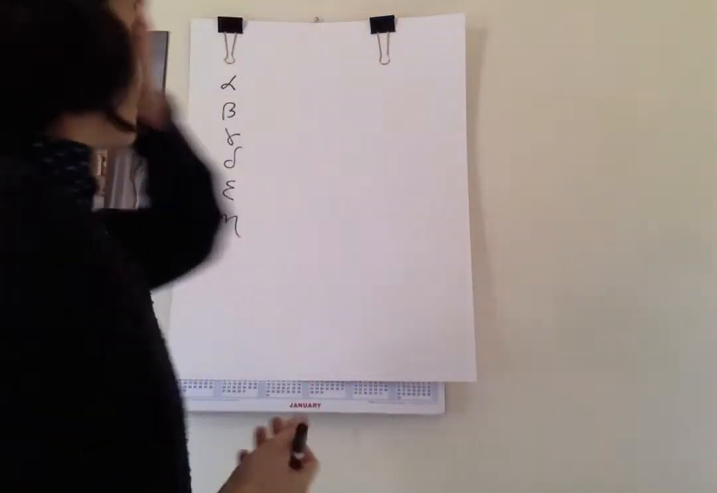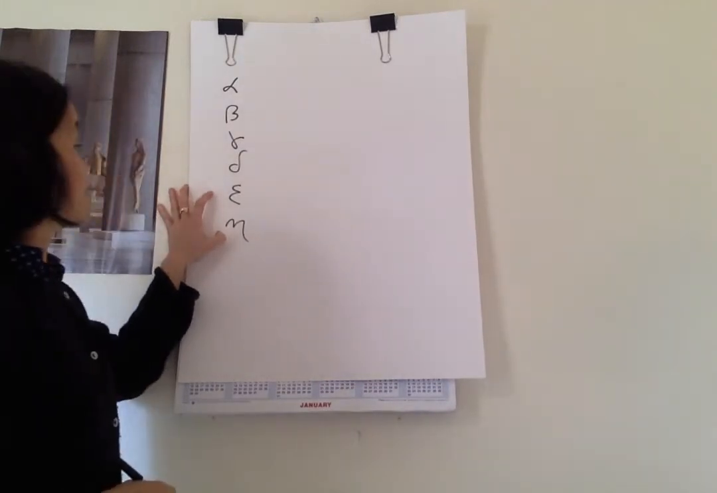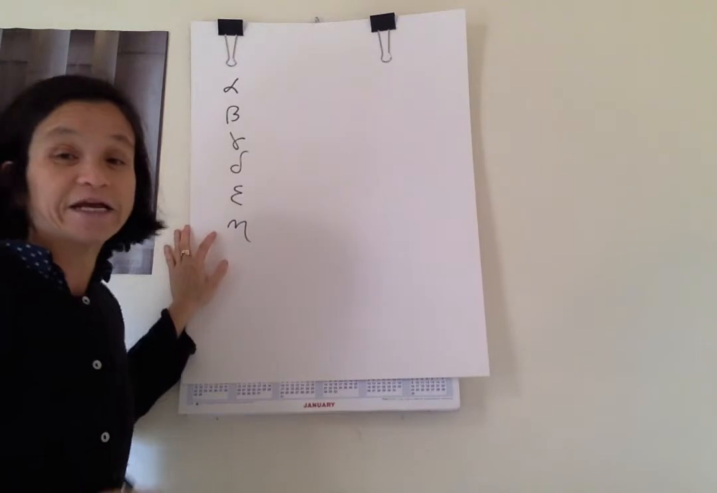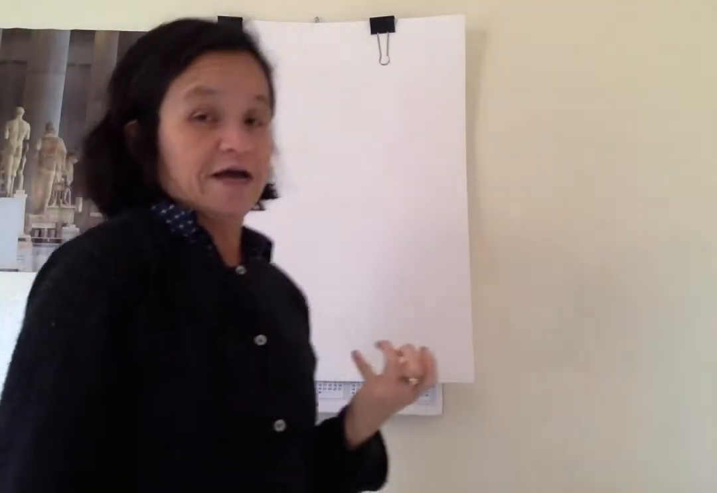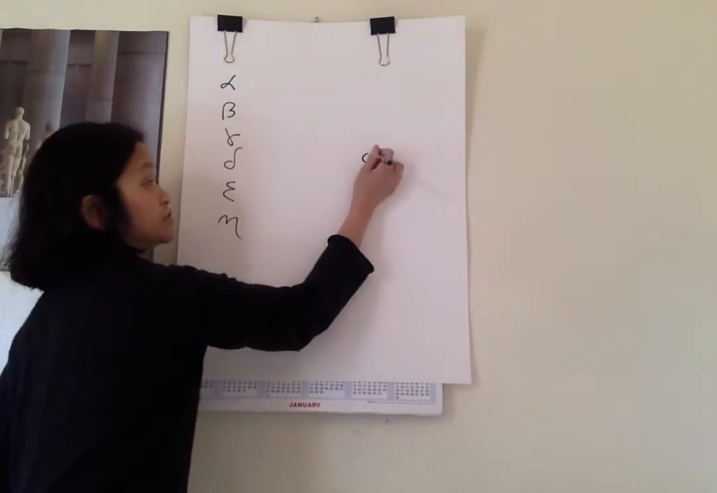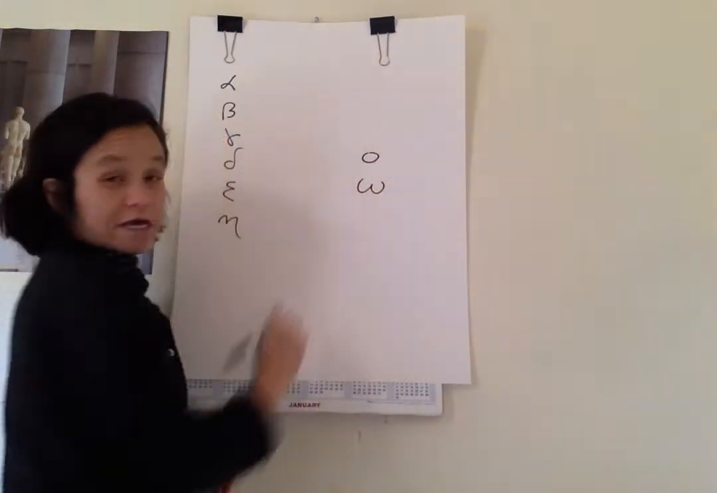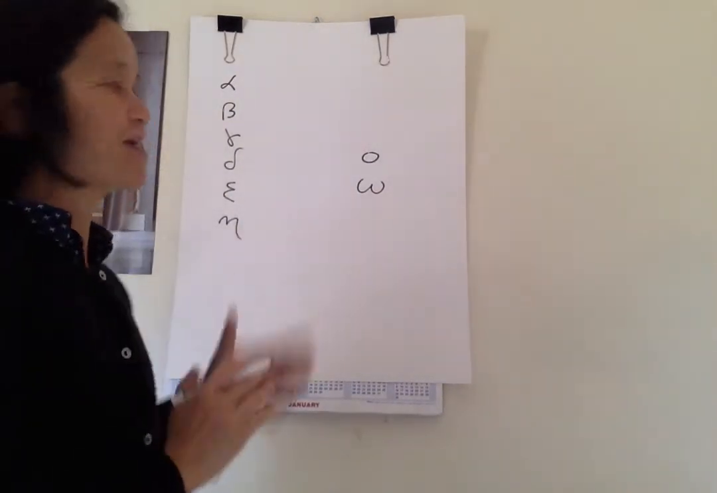For one thing, ancient Greek actually has 2 letter E's. This one called epsilon is a short E. This one called eta is a long E. Greek also has a long O. This is an omicron. This is an omega. So excuse me, this is the short O, this is the long O.